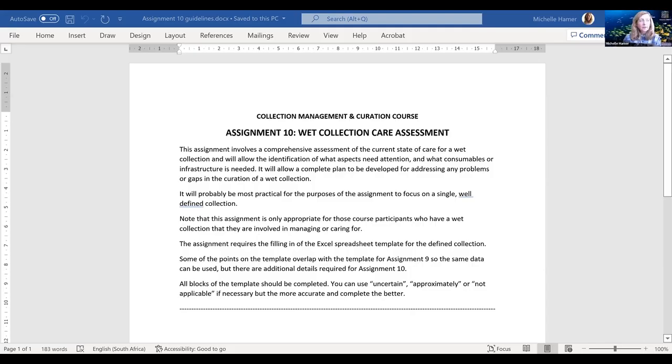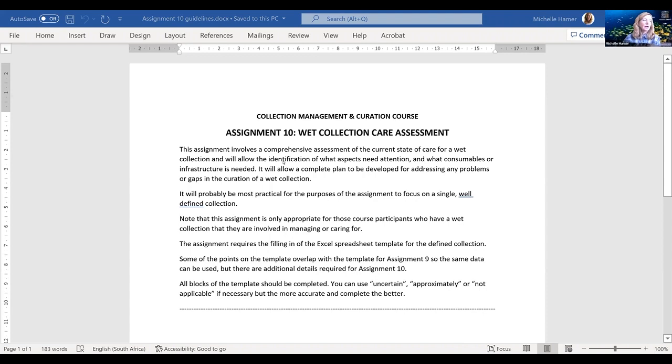And the assignment, I'm going to share the assignment. It wasn't an option, it was just the one option for this assignment, and it was really to do an assessment of a wet collection. It doesn't look that difficult, but once you start working on the template, you see that it may be a little bit difficult. So it's a comprehensive assessment of the current state of care for a wet collection.